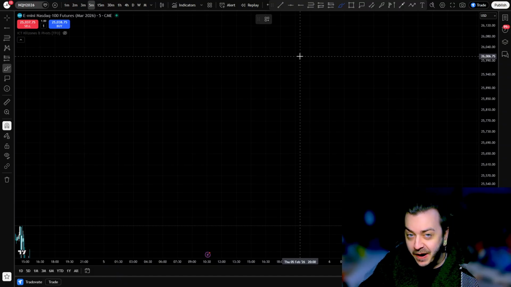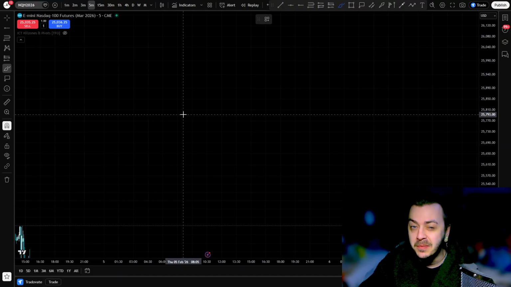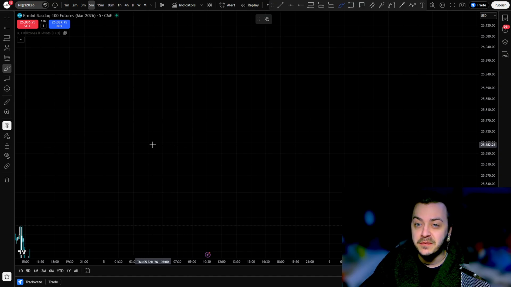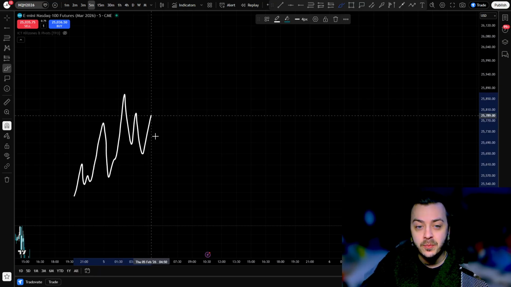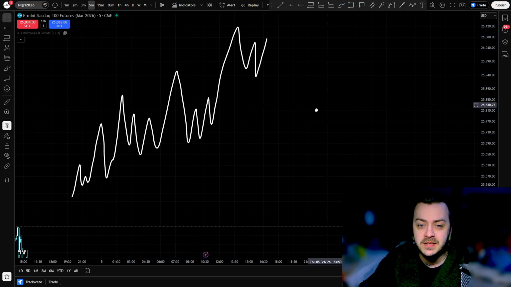So very simple, I'm just going to show you my strategy. Basically it's very simple, and I'm going to show you the most simplified version. Really easy to follow, easy to replicate. So say for example this is your price action of your market, like this.